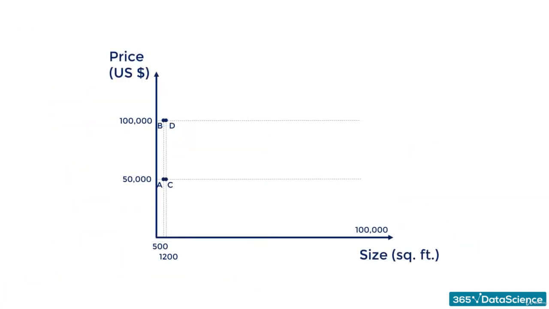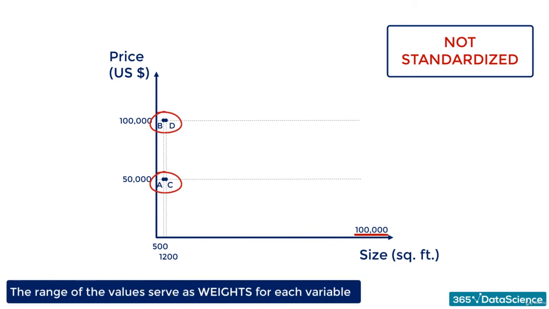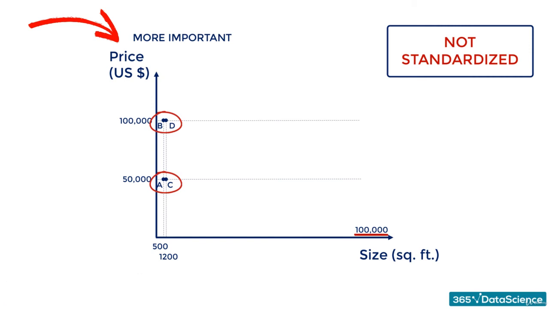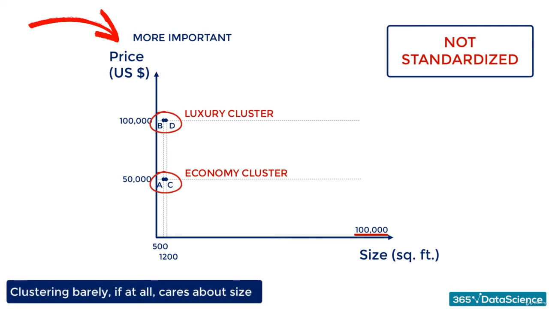To sum up, if we don't standardize, the range of the values will serve as weights for each variable. Price had much higher values, which would indicate to k-means that price is more important. This would lead to clusters based on price, AC and BD, the economy cluster and the luxury cluster. Note that the clustering would barely, if at all, care about size. So, if we don't standardize, we are not taking advantage of the size data whatsoever. Therefore, it is a good practice to standardize the data before clustering, especially for beginners.